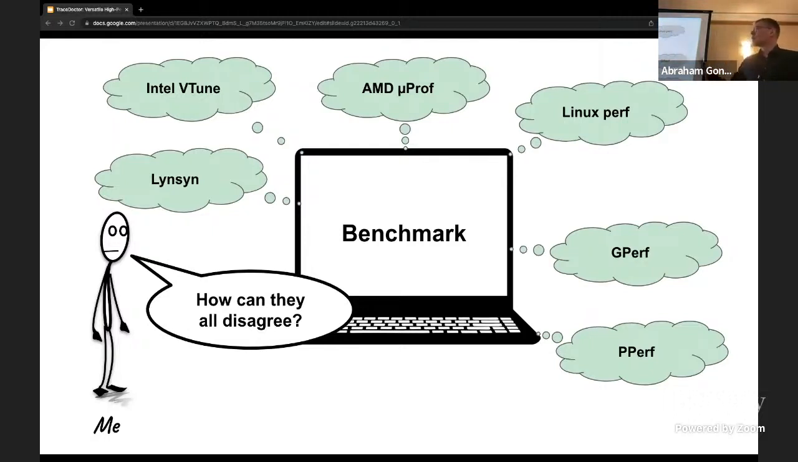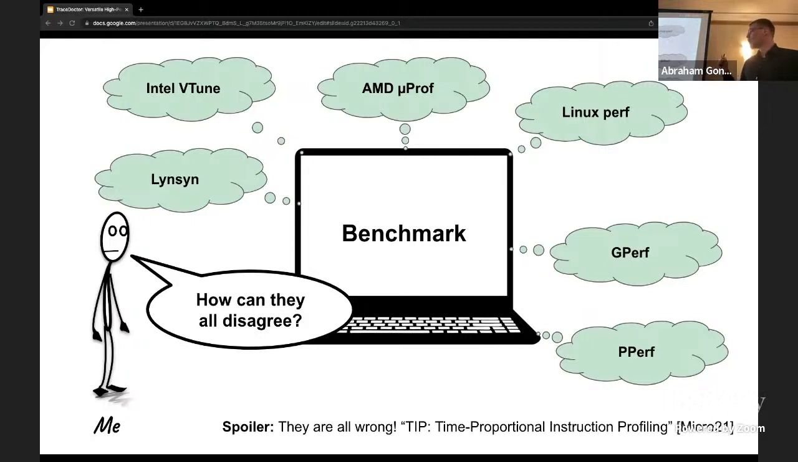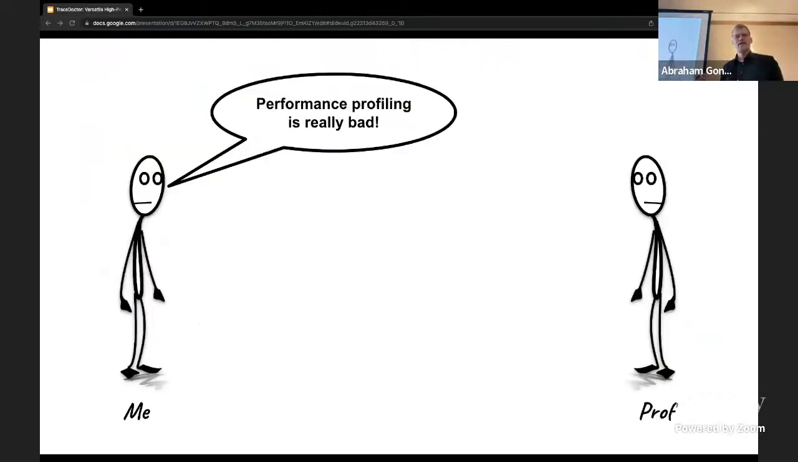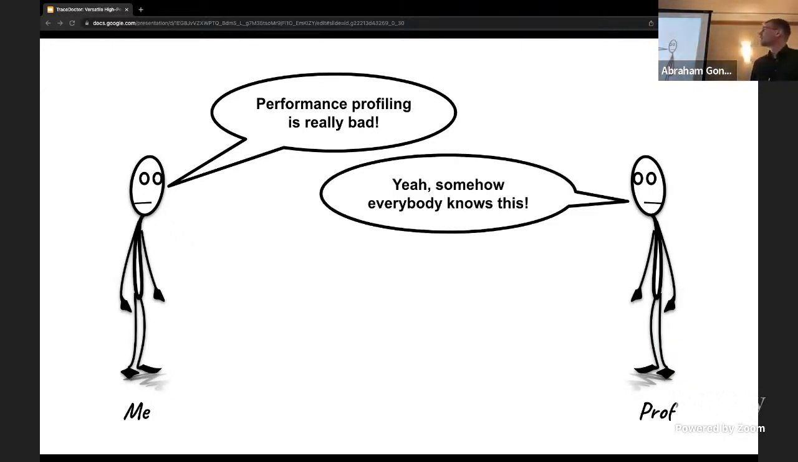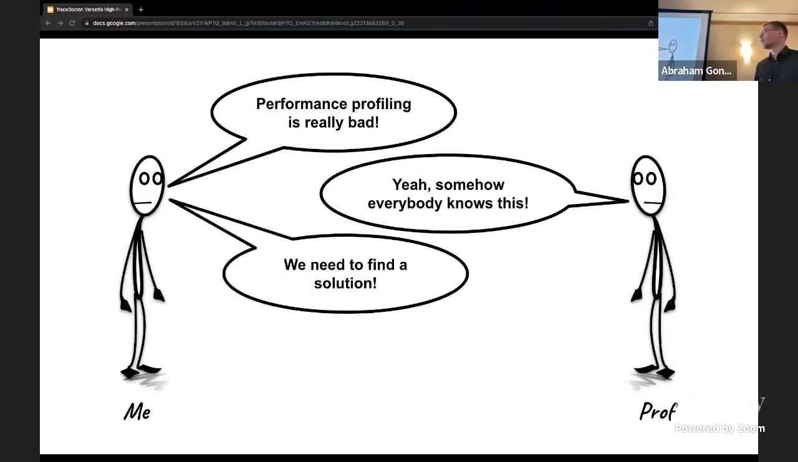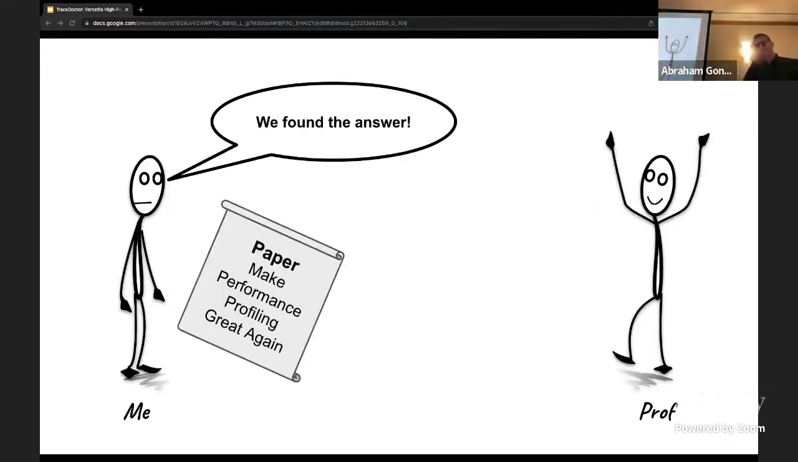I'm not going into the details on why that is, but spoiler, they are all wrong, which we have published in the paper Tip: Time-Proportional Profiling at MICRO 2021. Anyway, I went to my professor and told him profiling is really, really bad. And he said, yeah, somehow everybody knows that. I'm like, we need to find a solution. So we found a solution. We wrote a paper about it.